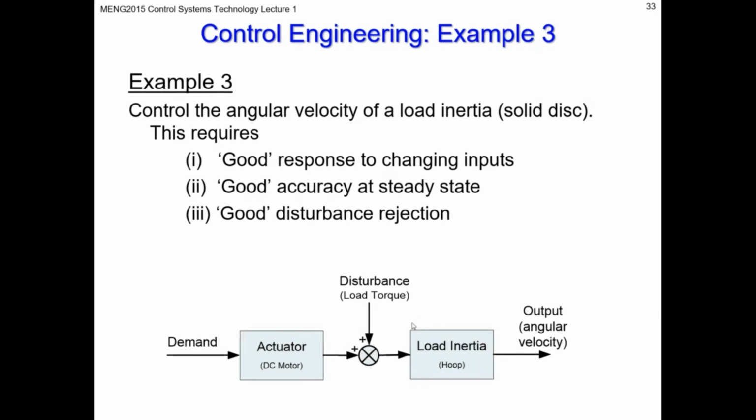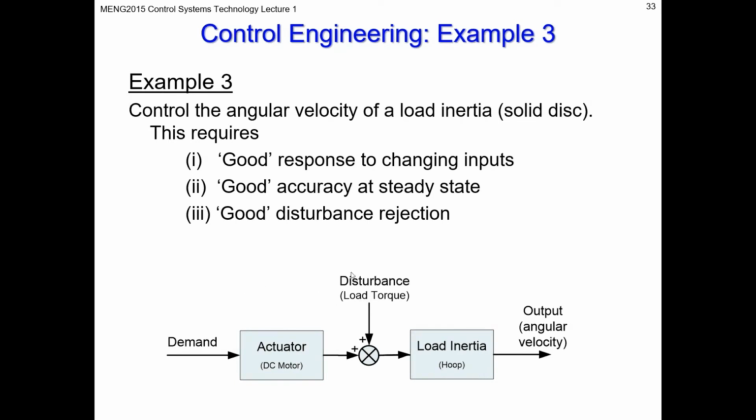So the sum torque is what actually accelerates the load inertia. Behind this block, the equations would be the equations of motion, Newton's second law, expressed in a rotational form, in other words. And out of that we get the angular velocity as the output. So that's the open loop system.